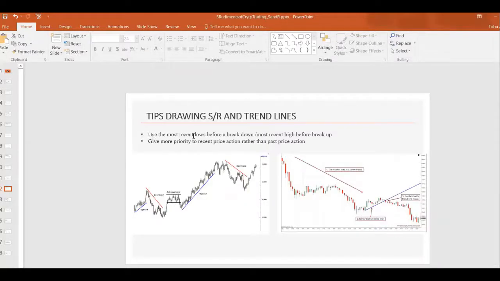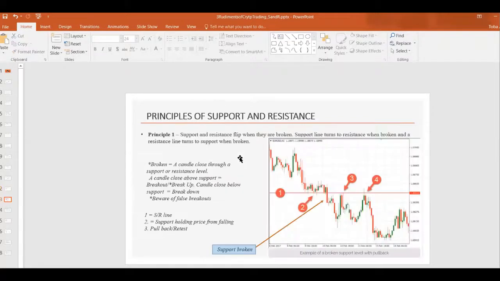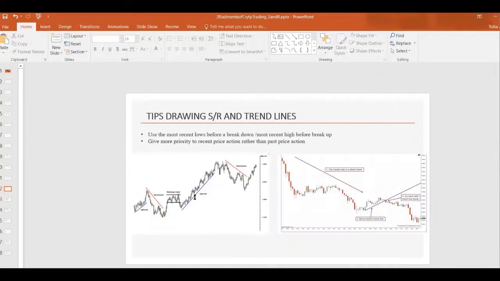Use the most recent lows before a breakdown, or the most recent highs before a break up. We'll explain what a breakdown and break up is. But from the last chart I showed, we should understand what a breakout is now. When your support line has been invalidated, your support line is no more acting as a support, or your resistance line is no more acting as a resistance. Your resistance line has been flipped. It now became a support line. So there was a break in that line. That's what we call a breakout.